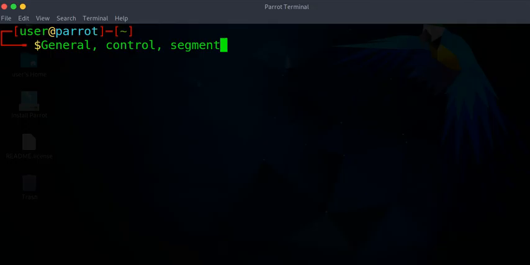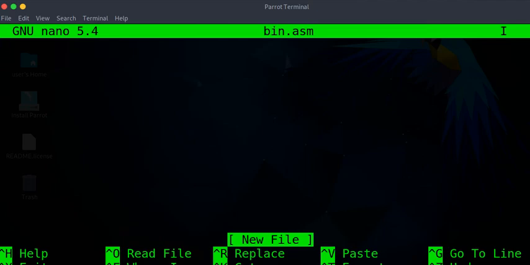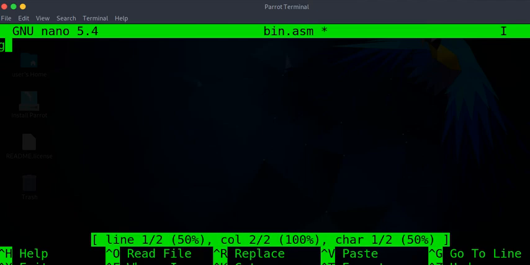Okay, so the first one, let's just go inside nano. So nano, and then elaborate. Let me name this one bean.asm, like that. Okay, so inside nano I'm going to elaborate. So we have the general, we have the general.